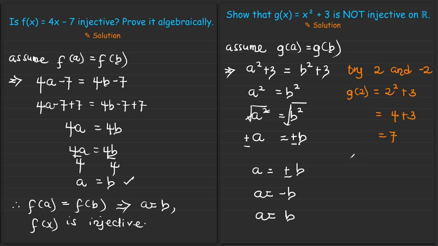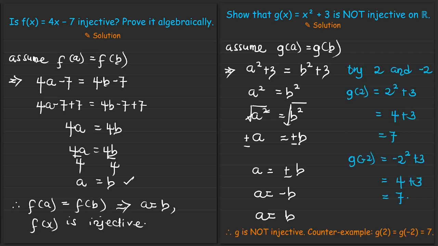On the other hand, g of negative 2 also gives us negative 2 squared plus 3. The negative 2 squared gives us a 4. So we have 4 plus 3, which also gives us a 7. This is a counter example to tell us that the function is many to 1 because there are two elements here being mapped to 1. Hence, it is not an injective function. So we can end it all by saying, therefore, g is not injective because there is a counter example here that proves that it is many to 1.